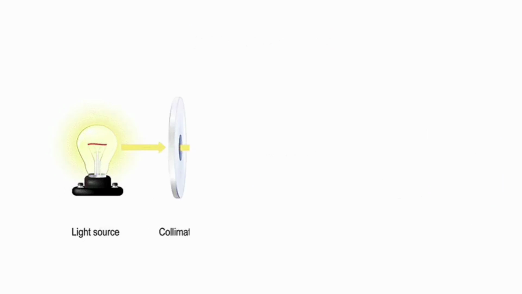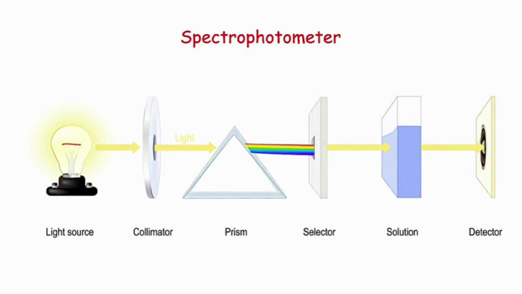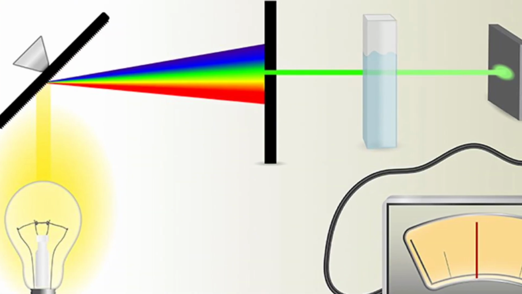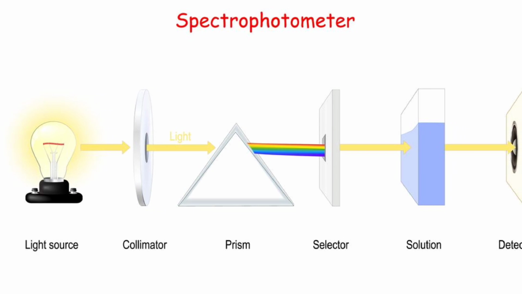This instrument uses a light beam which passes through the sample, where each compound of the sample solution absorbs or transmits light at a certain wavelength. This emitted or absorbed wavelength is measured by the spectrophotometer.